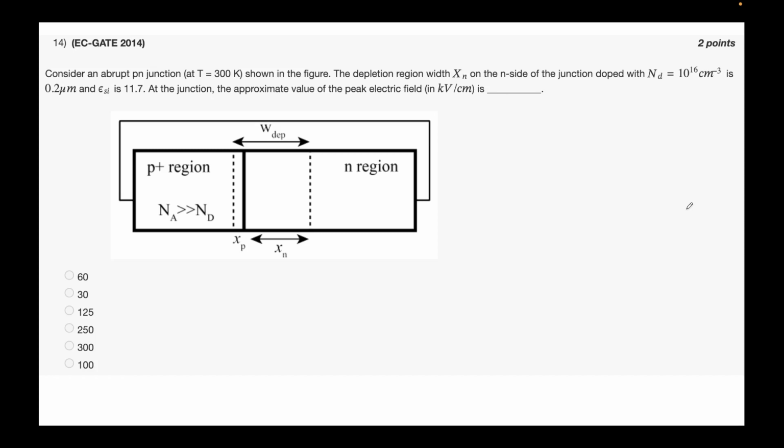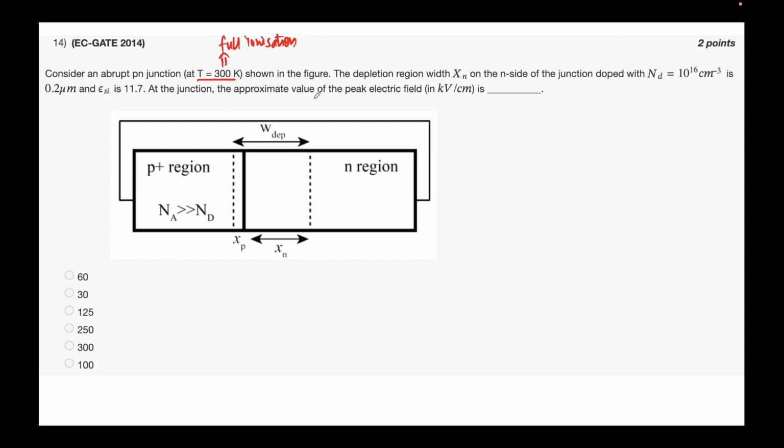Okay, so consider an abrupt p-n junction at T equal to 300 Kelvin. T equal to 300 Kelvin means full ionization. I keep repeating these things because sometimes the GATE paper will say it's not fully ionized, they'll change the temperature to 0 Kelvin. Then the P region is not a P region. Nothing is happening. Even ni is 0 there. Depletion region width Xn is 0.2 microns. So Xn has been given as 0.2 microns. Doping is also given, right?